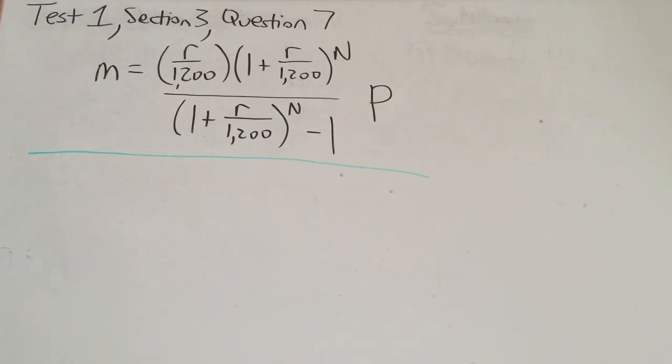This is Test 1, Section 3, Question 7 from the College Board's official SAT study guide. As usual, I'm not allowed to reproduce the questions, so you might want to take a look at the question from the book itself. The important part of the question, though, is just the last sentence, which says, which of the following gives P in terms of M, R, and N?